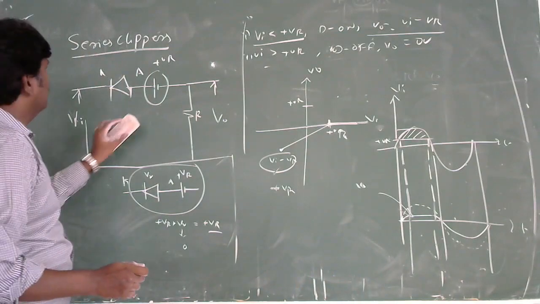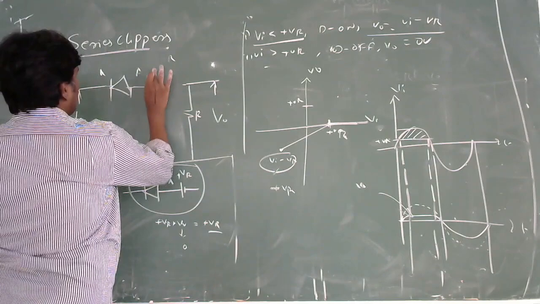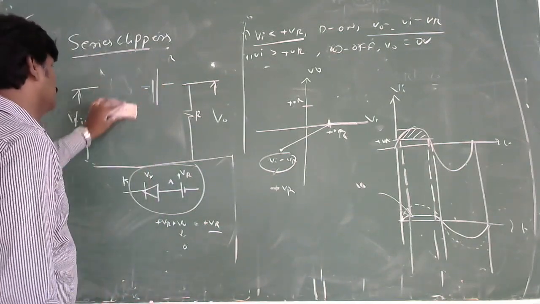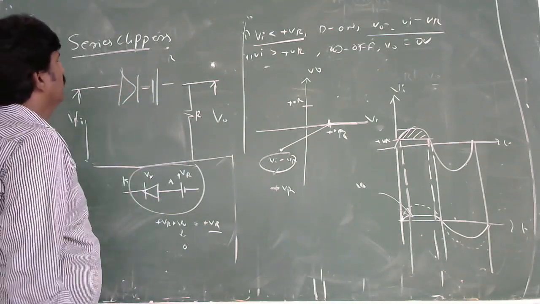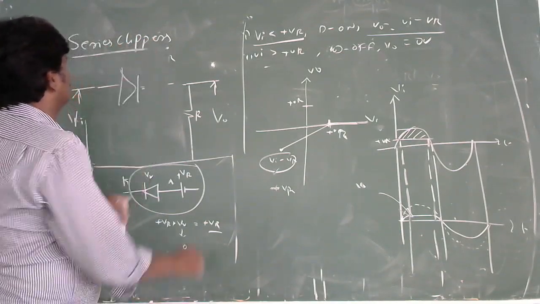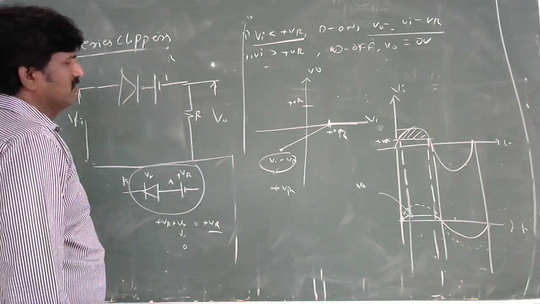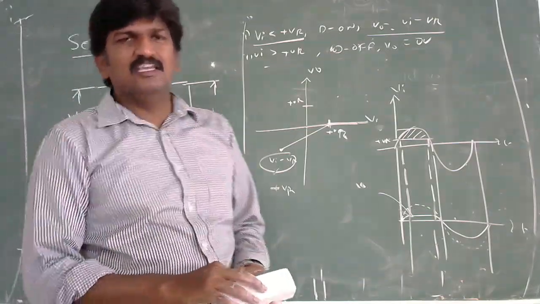You can also connect this reference voltage like this, negative. And you can also practice like this. The diode is like this. You can also keep the reference voltage like this when you keep the direction of the diode like this. You can practice in many ways. Okay, this is regarding the series clipper.